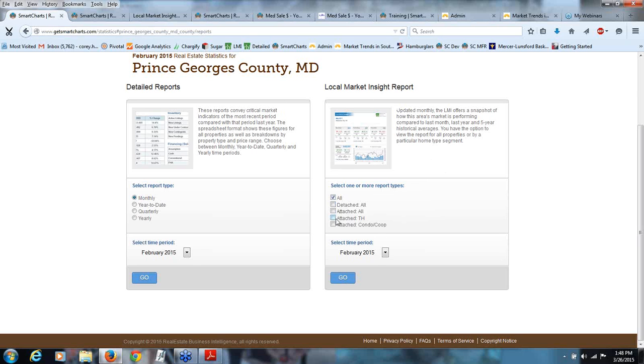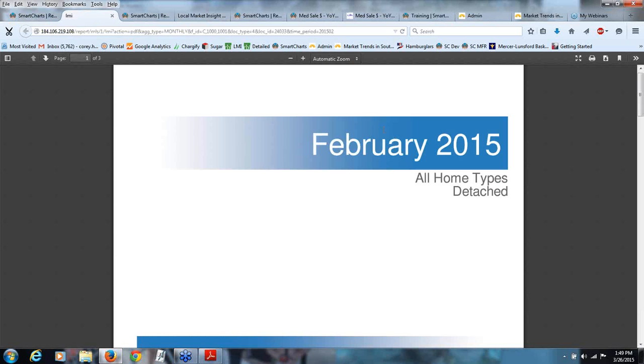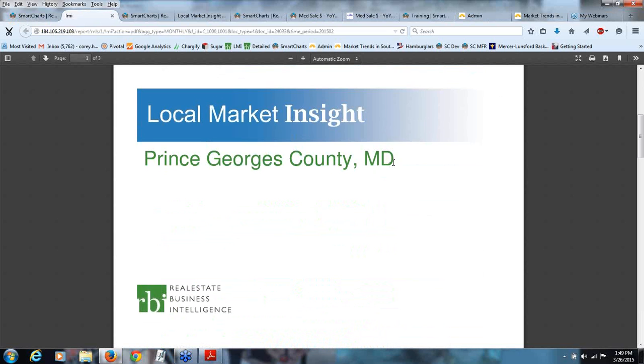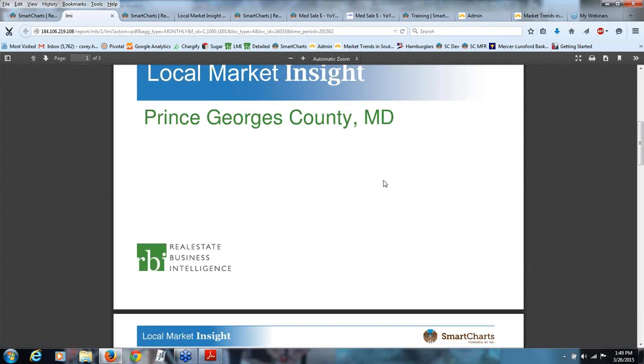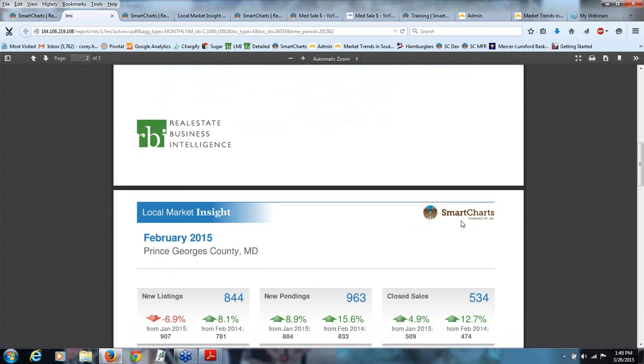Let's say you're going to a detached home. You can print out a PDF, one click. This will have your branding on it. If you're an RBI, if you're a SmartCharts Pro customer, your branding will be up here. I'm an admin in this system, so it doesn't show this, but this should say, powered by Corey Hart with my address and contact information. So that's a great way.